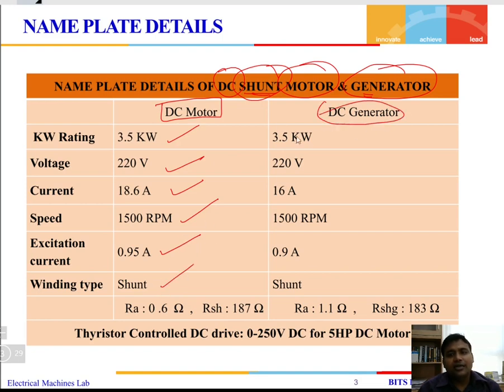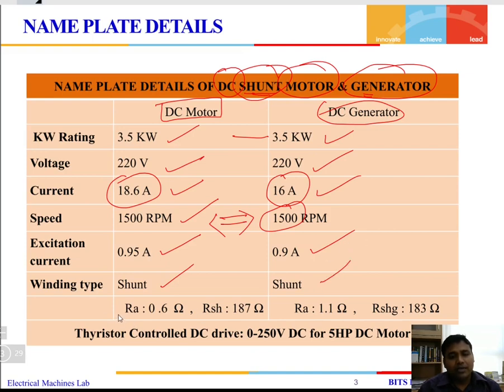DC generator, again the rating is the same 3.5 kilowatt, voltage is also the same 220 volt. Here the current is different, which is 16 ampere. Here the maximum current was 18.6 ampere for the motor. For the generator the maximum current is 16 ampere. The speed remains the same because both are mechanically coupled with each other. The excitation current is 0.9 ampere and it is a shunt machine. The resistance of the armature is 0.6 ohms and the field resistance is 186.7 ohms for the DC motor, and for the generator the armature resistance is 1.1 ohm and the shunt field resistance is 183 ohms.